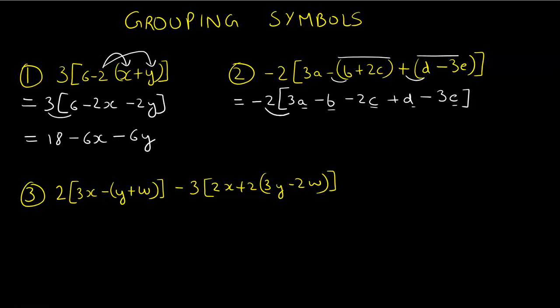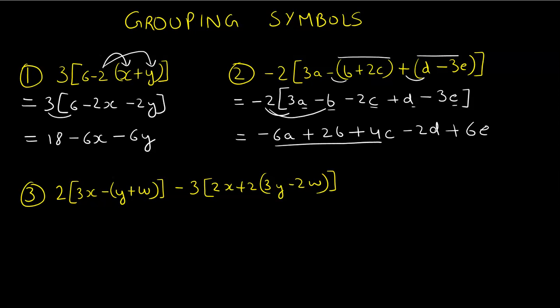So now negative 2 comes into play. Negative 2 times positive 3a is negative 6a. Then we get positive 2b when we multiply with this, and when we multiply negative 2 times negative 2c, we get plus 4c. Then we get negative 2d, and finally we have plus 6e, sorry, yeah, 6e. And that is our final answer, because we cannot simplify it further.